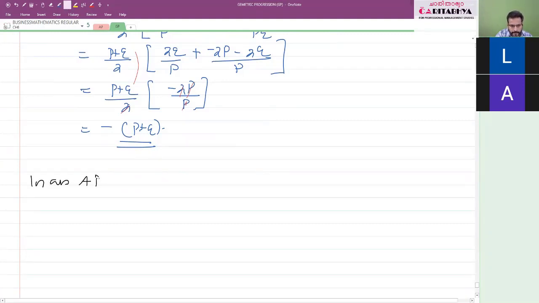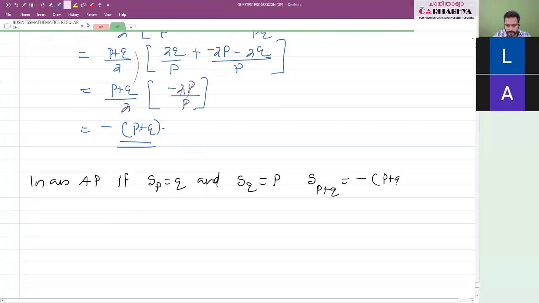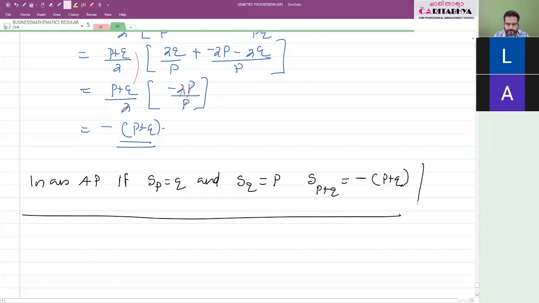In an AP, if SP is equal to Q and SQ is equal to P, then SP plus Q is equal to minus of P plus Q. The property: if SP is equal to Q and SQ is equal to P, then SP plus Q is equal to minus of P plus Q.